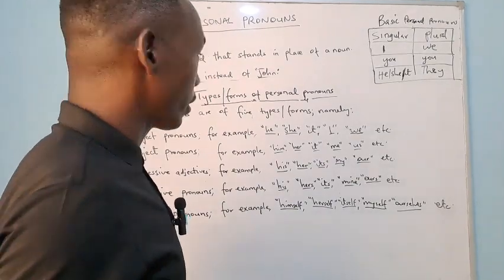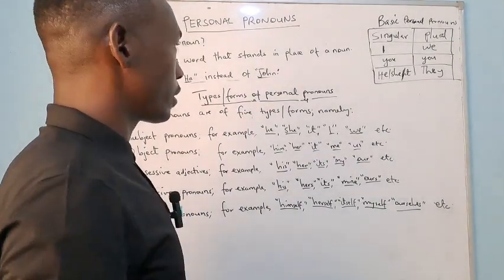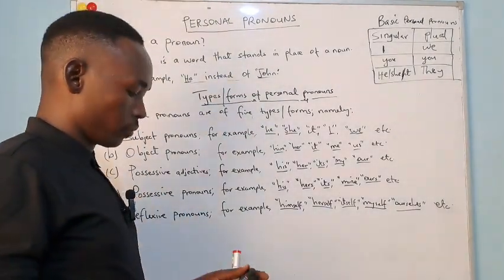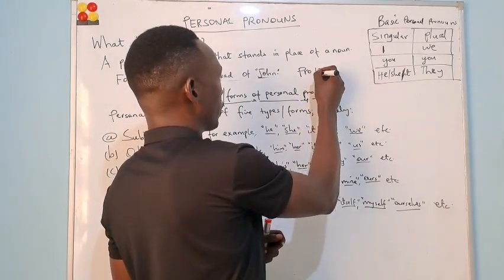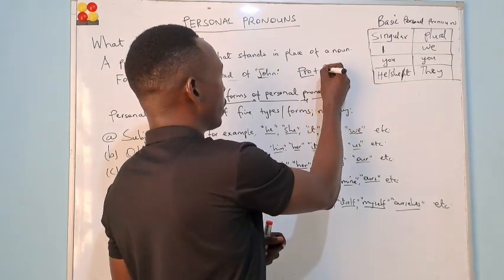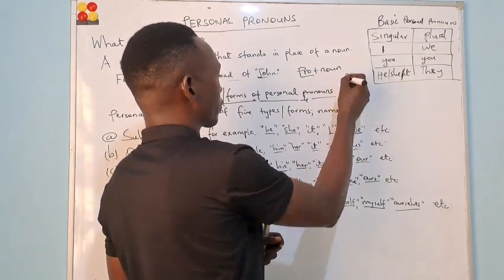Okay, now we shall start with the definition of a pronoun. What is a pronoun, by the way? A pronoun is a word that stands in place of a noun. So the word pronoun consists of the prefix pro and the word noun.